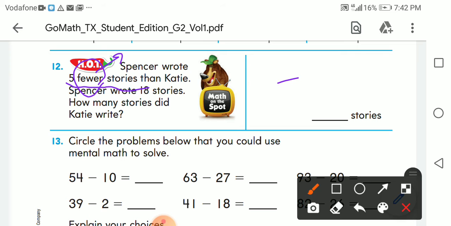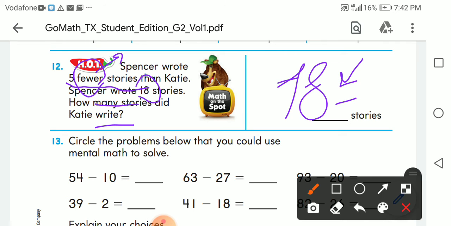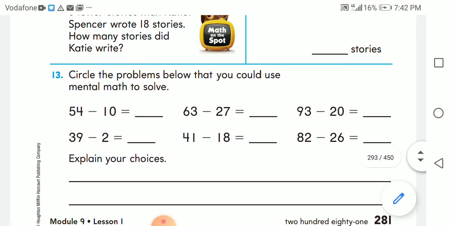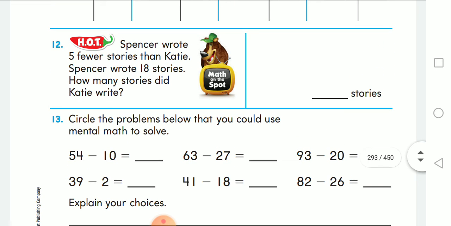Okay, Spencer wrote 18 stories. How many stories did Katie write? So I have here 18 fewer. Fewer means minus. So I write here 18 minus 5. So 8 minus 5 equals 3, and then the 1 comes here. So how many stories did Katie write? She wrote what? Yes, I can hear you, 13 stories.